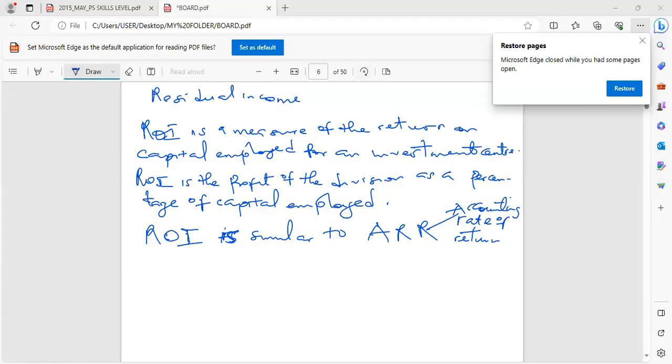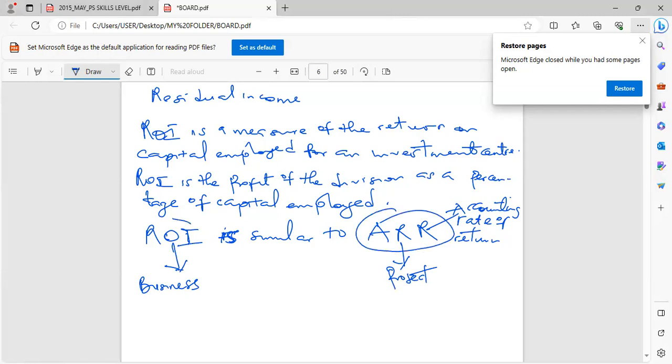That's why I said it is similar to your ARR. However, the difference between ROI and ARR is that ROI is used to appraise a business. Why this one is project specific is you use it to appraise projects. That's the difference between the two in terms of their usage. This one is for a project, this one is for appraising the performance of a business.